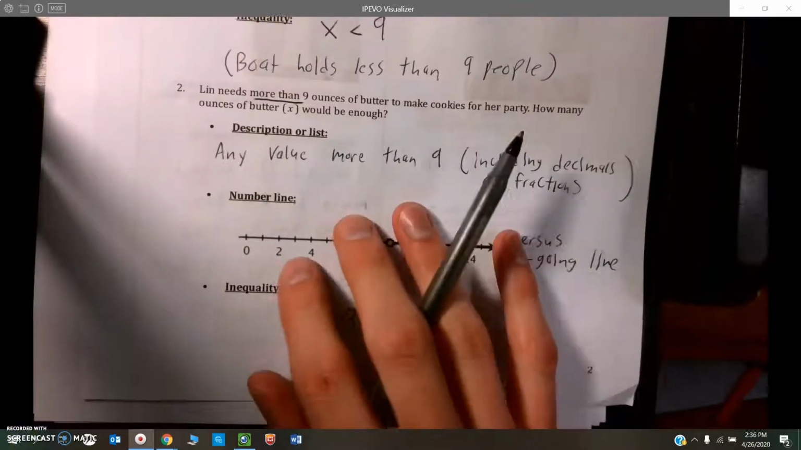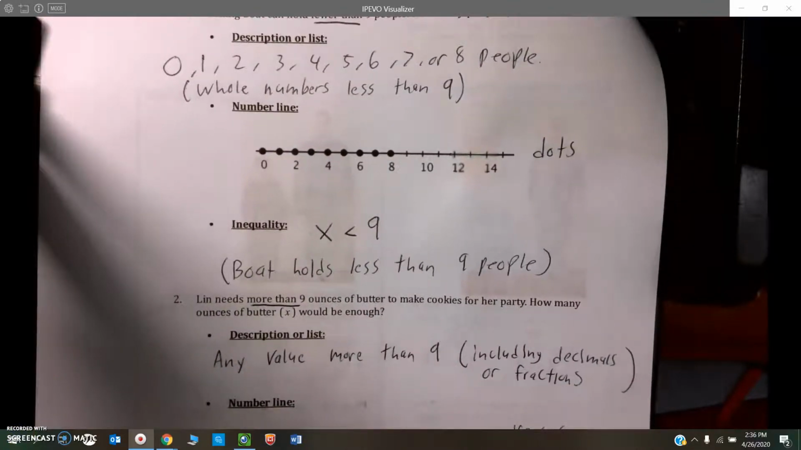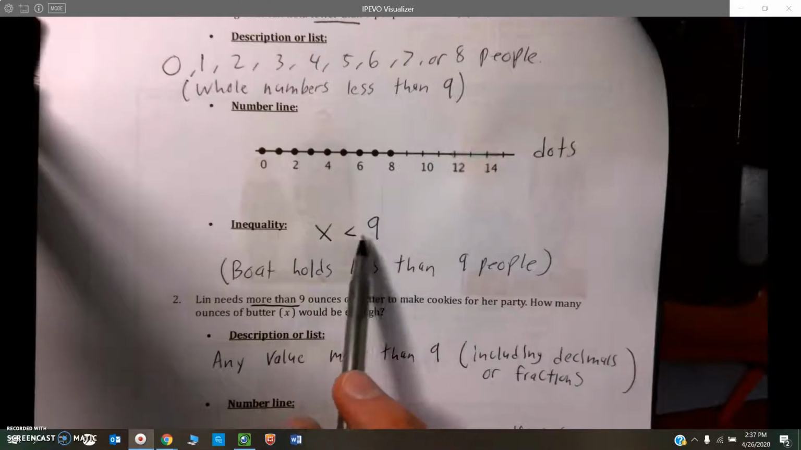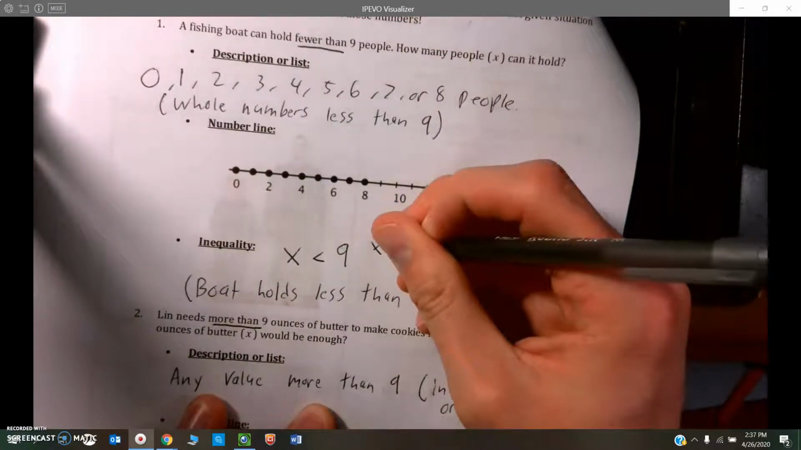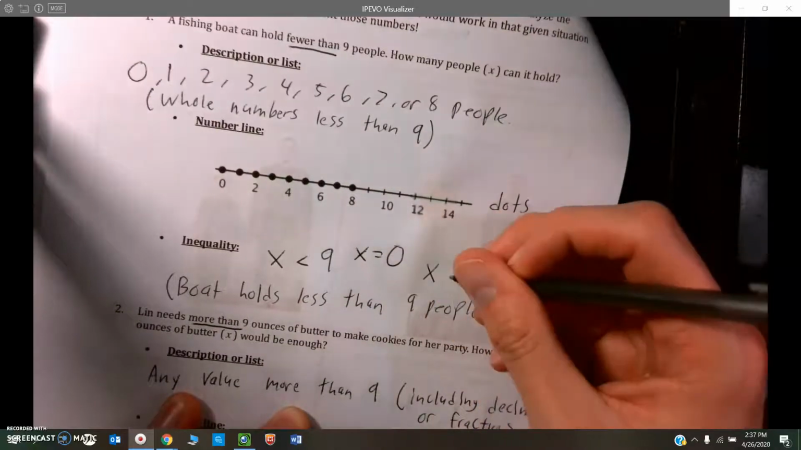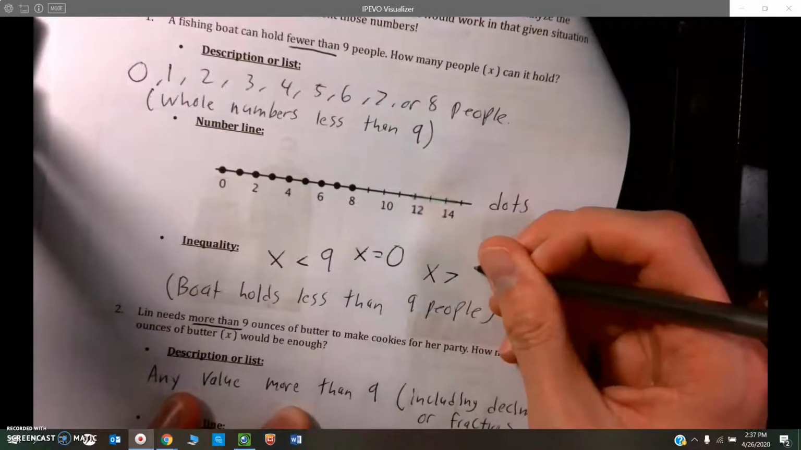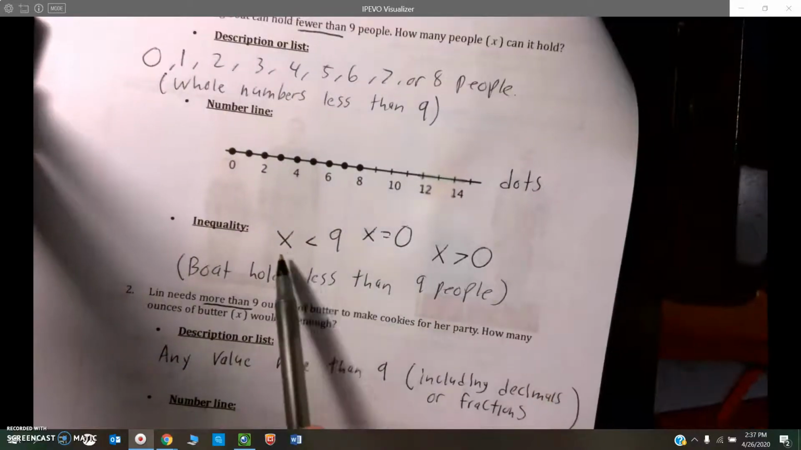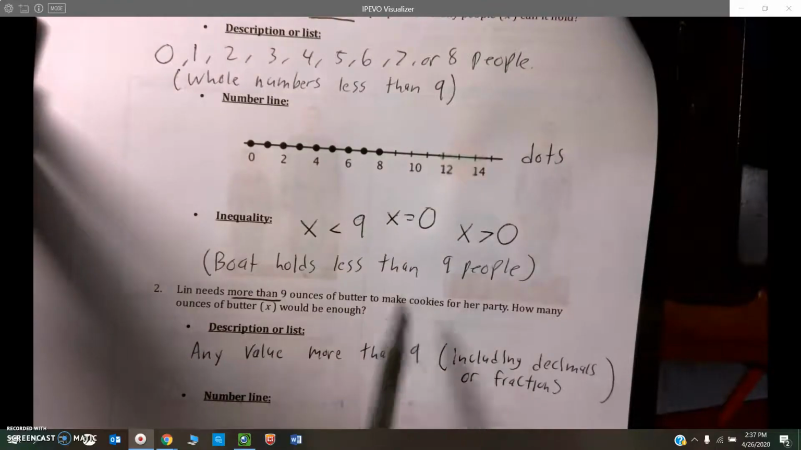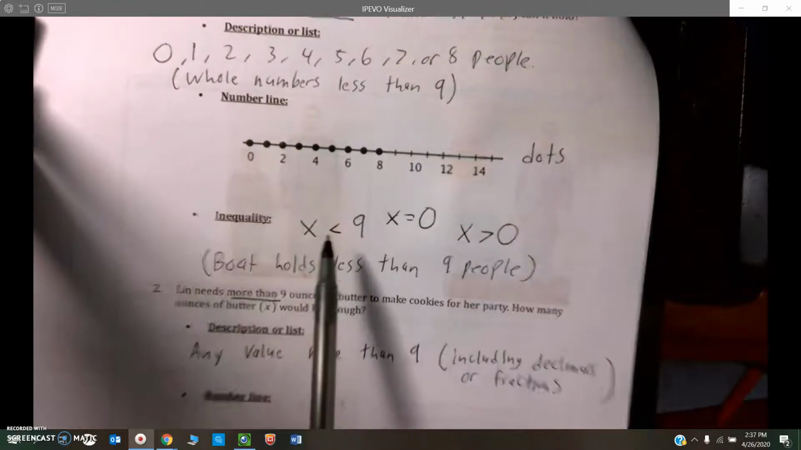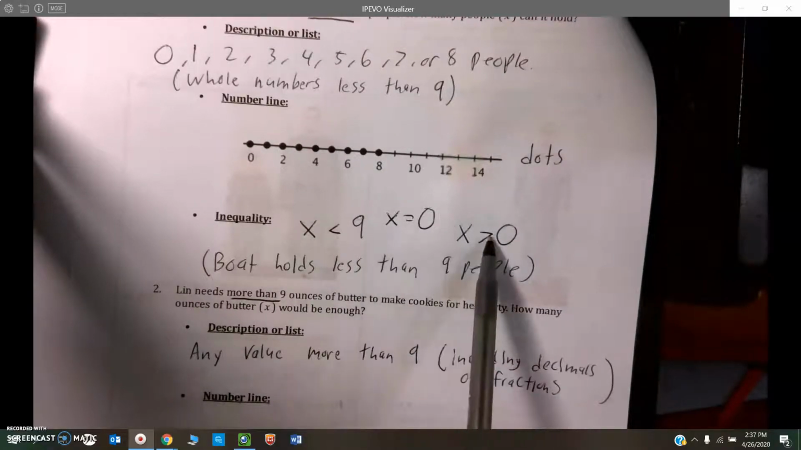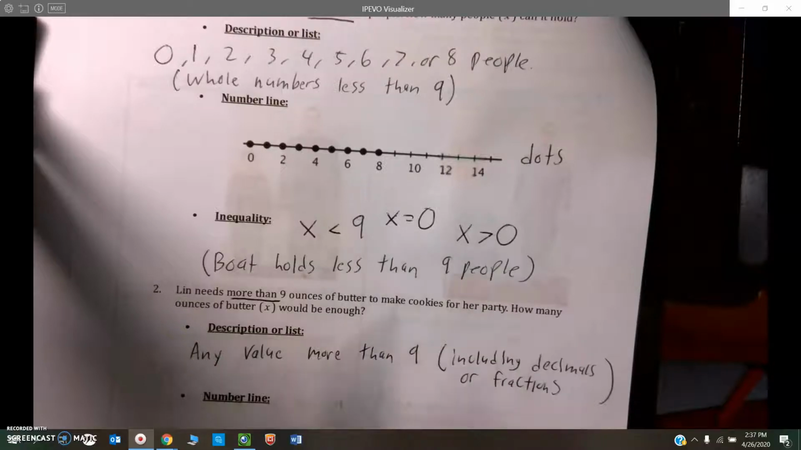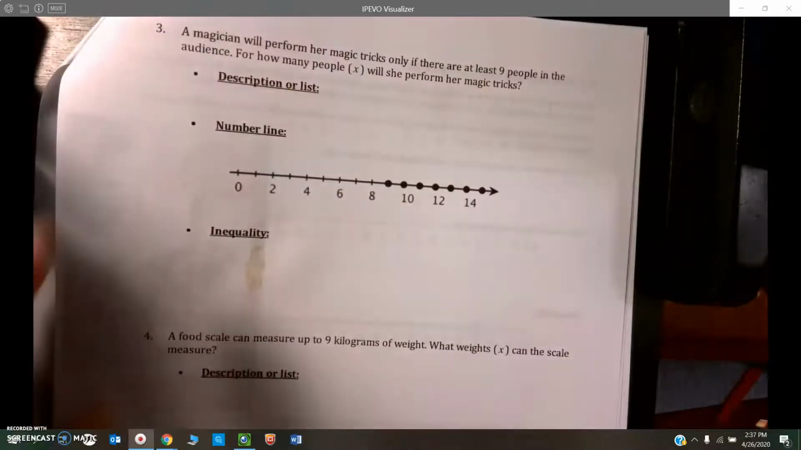And before we move on, I want to actually go back to this boat one real quick. So I said that the boat can hold anything less than 9 people. I want to add to that: X could also be 0 people, and X must be greater than 0. The reason is, if I said that X is less than 9, then I'm saying that there could be negative people, which isn't true. So I want to make sure that I'm also including that X is less than 9, but greater than 0. Okay, just wanted to add that.